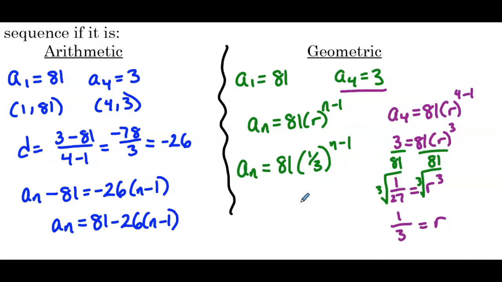So we took the same two terms. In one case, we treated it as an arithmetic sequence, and we came up with a sub n equals 81 minus 26 times the quantity (n minus 1). The other case, we treated it as a geometric sequence, and the explicit formula was a sub n equals 81 times (1/3) to the n minus 1 power.